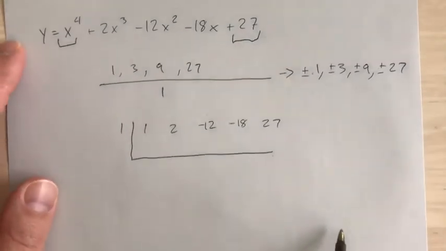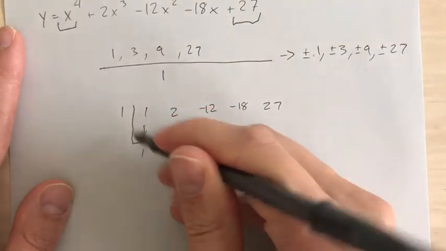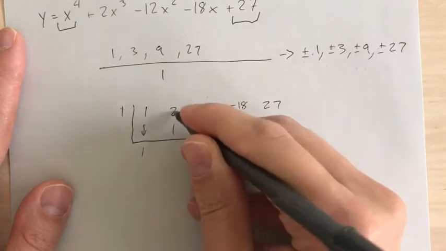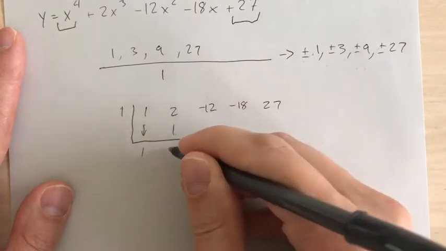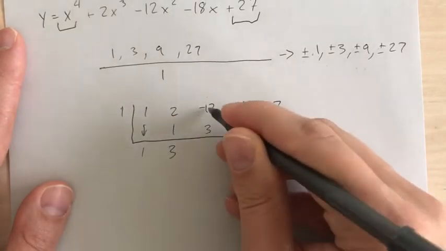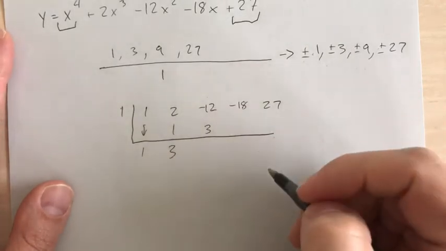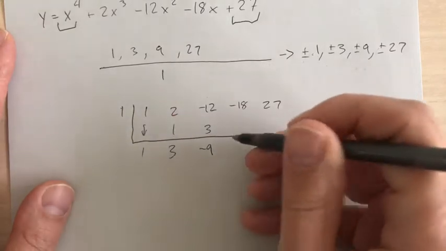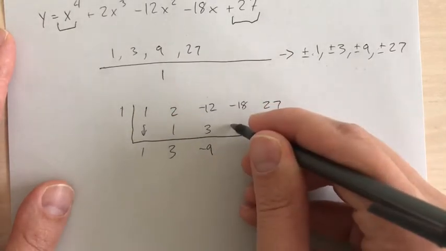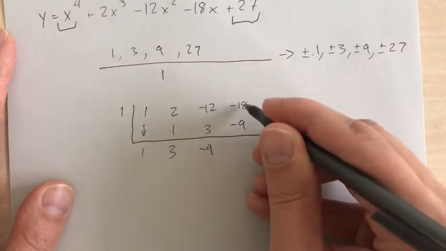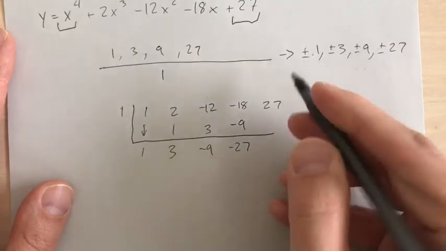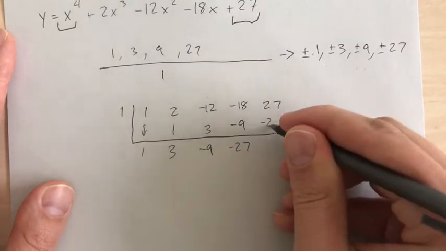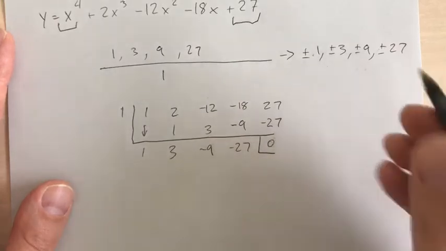And let's get started. So drop this down. We got 1 times 1 is 1. 2 plus 1 is 3. 1 times 3 is 3. Negative 12 plus 3 is going to be negative 9. 1 times negative 9 is negative 9. Nice. And then that's going to be negative 27. 1 times negative 27. What do you know? First try, got that to work.